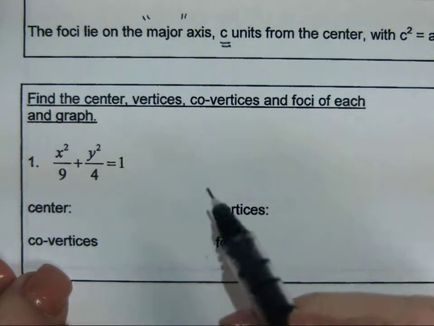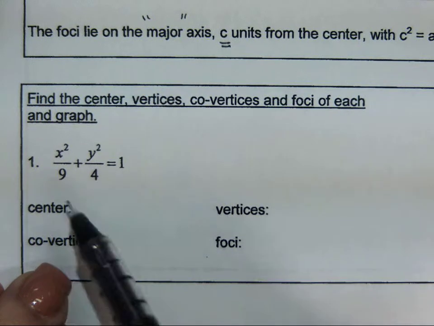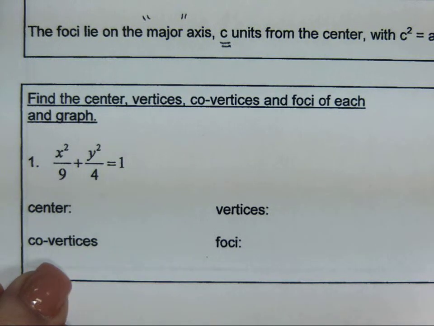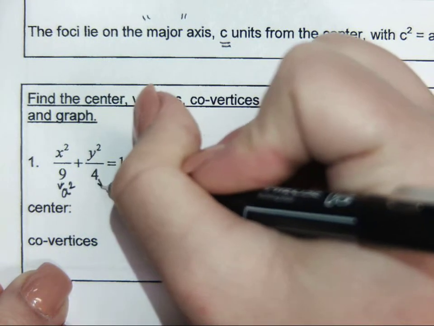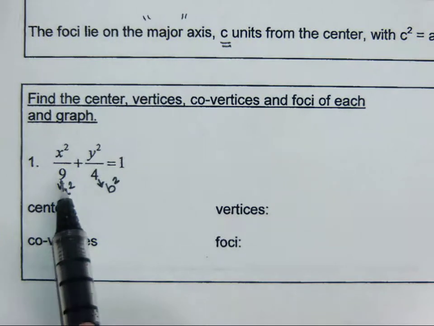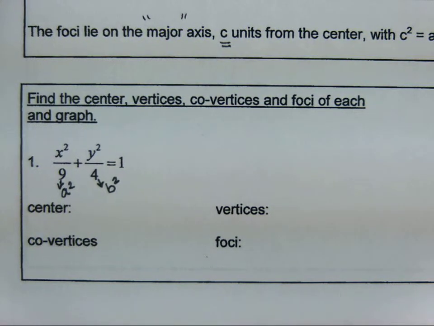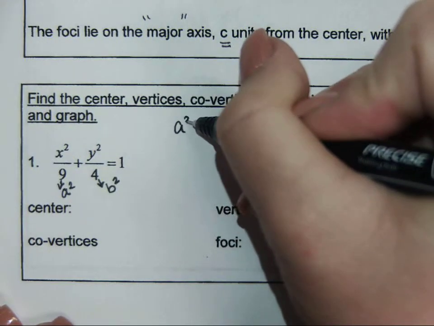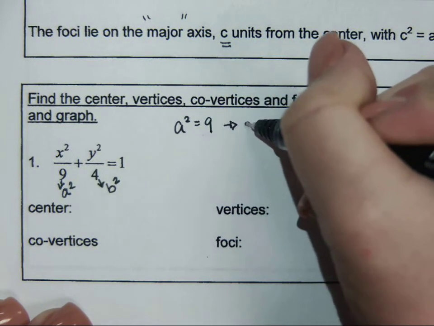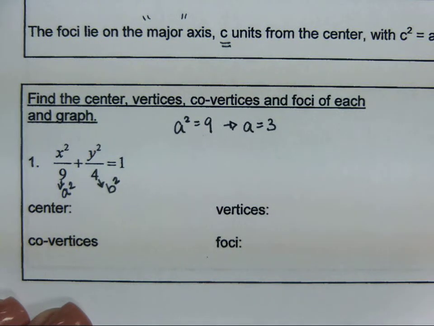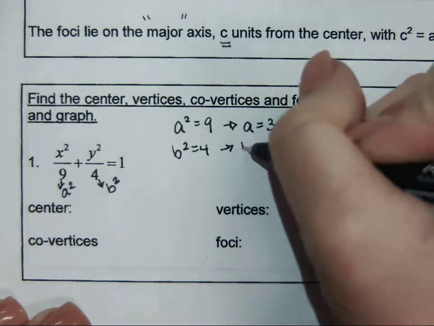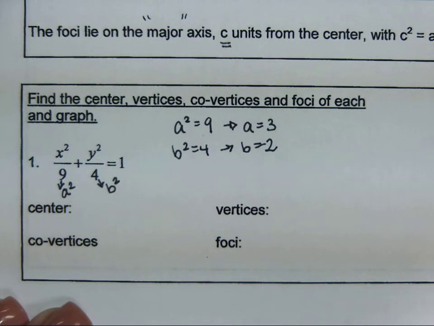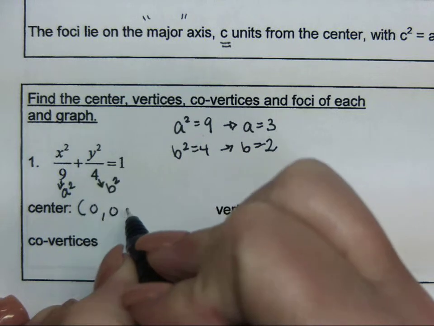All right, so we need to find the center, vertices, co-vertices, etc. You can see that it's in the standard form equal to 1. You want to recognize that this 9 right here is my A squared, and this is my B squared. Your larger denominator will always be your A squared, no matter what, every time. So if my A squared is 9, that means my A value is just 3. And if my B squared is 4, that means my B value is 2. My center right now is at 0, 0.